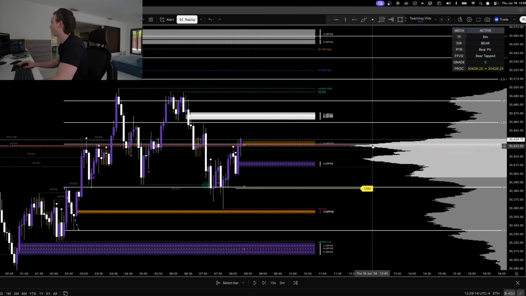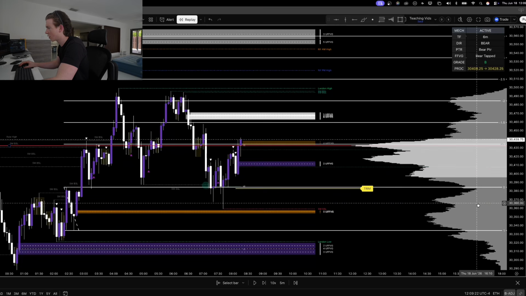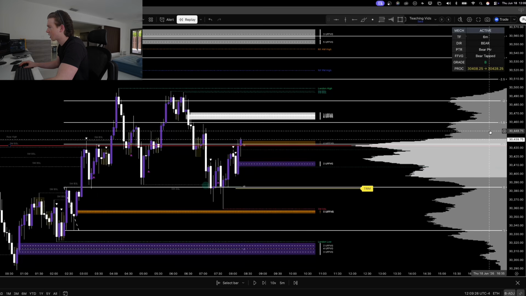High volume nodes and low volume nodes. High volume nodes are going to be these peaks, high volume areas in price, and these low volume nodes are going to be these troughs, right? These steep cliffs, these drop offs, right?